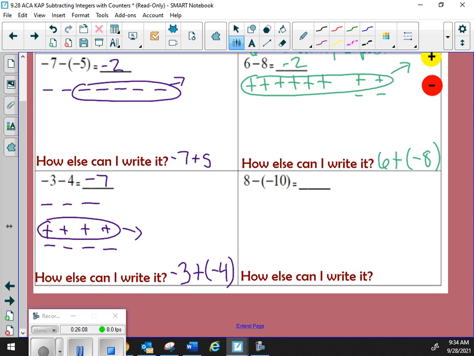Okay, very good. And the last one, I'm starting with 8. What kind? 1, 2, 3, 4, 5, 6, 7, 8. I need to take away 10 negatives. Do I have any negatives? No, so I need to add 0 pairs, 10 0 pairs.